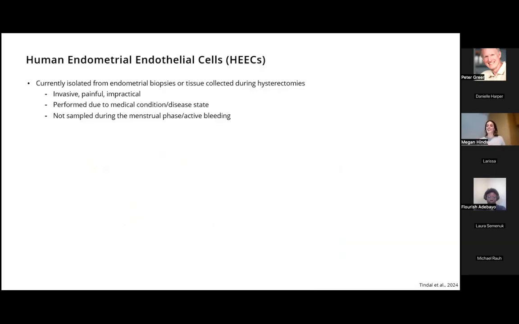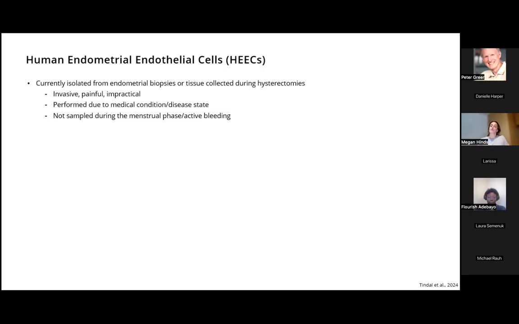But currently, HEECs are isolated solely from endometrial biopsies or tissue collected during hysterectomies. So these are, of course, both invasive procedures representing their own sets of risks, and are usually also performed when there's already some type of medical issue or condition present. Importantly, this endometrial tissue is also usually not sampled during the menstrual phase itself. And because characteristics and behavior of endometrial cells change so significantly over the course of one menstrual cycle, cells obtained during maybe the proliferative or the secretory phases may not reflect the microenvironment of the uterus during active bleeding.